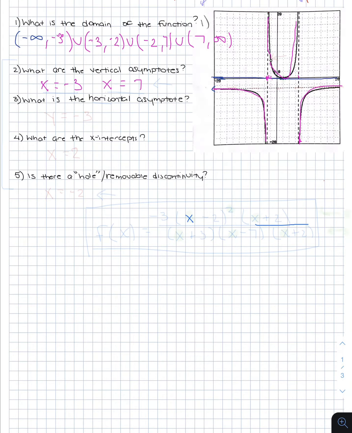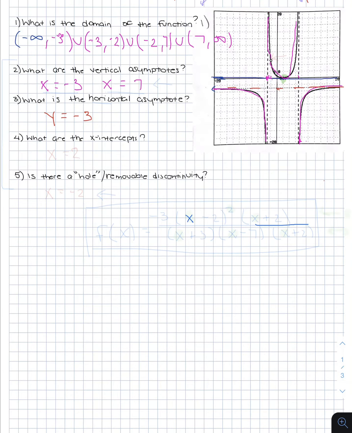Now we also want to determine our horizontal asymptotes. The horizontal asymptote is a horizontal line that the function does not touch, and that is this line right here. This line has the form of y equals, and since it's passing through -3, this line is y equals -3. The x-intercepts are the points where the function touches the x-axis, and that is this point right here. That point is only one point, and since it's touching the x-axis at one point and then shooting right back up, that means that it has a multiplicity of 2.